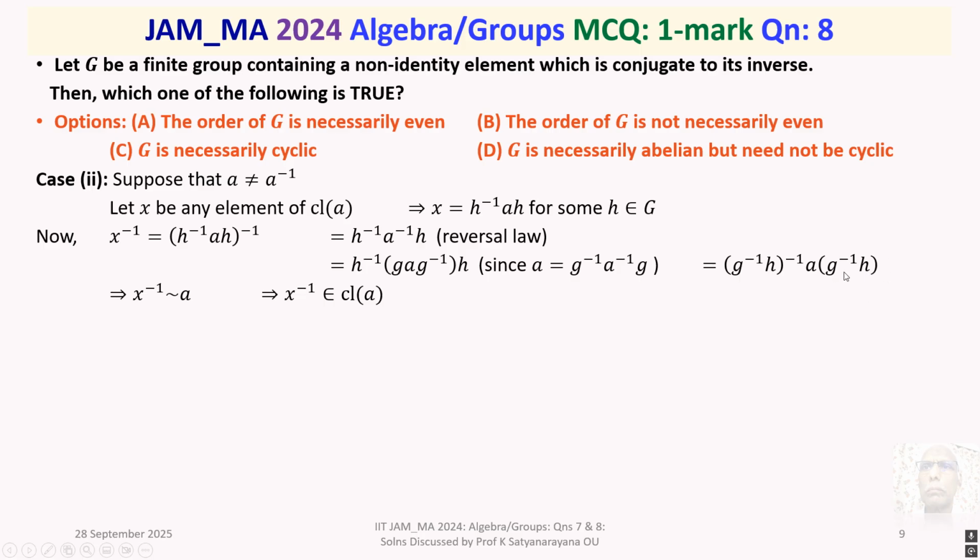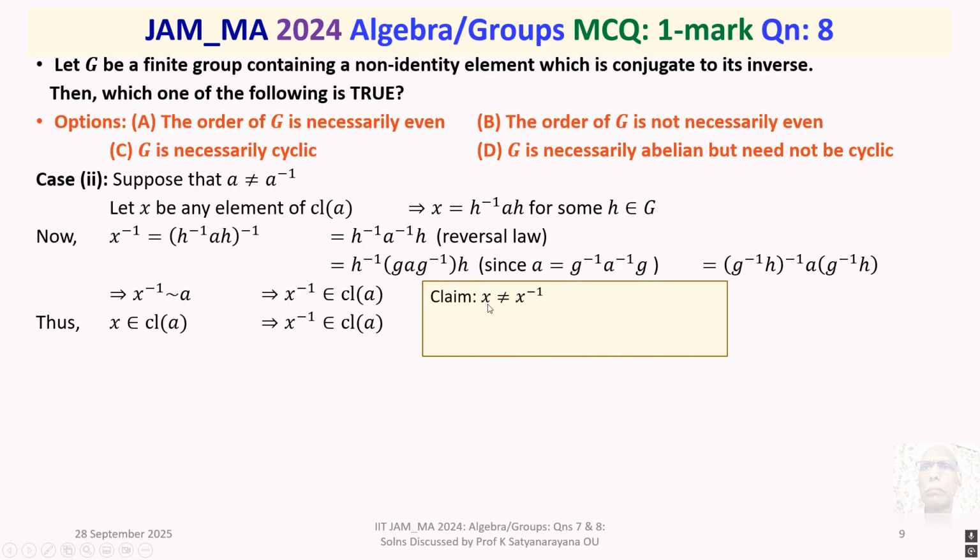H is an element of G, G is an element of G, therefore G inverse H is an element of G. So that means X inverse is conjugate to A. That means X inverse belongs to the conjugate class of A. And X is an element of the conjugate class of A will imply X inverse belongs to the conjugate class of A. Now our question is, can X be equal to X inverse? Our claim is X not equal to X inverse.